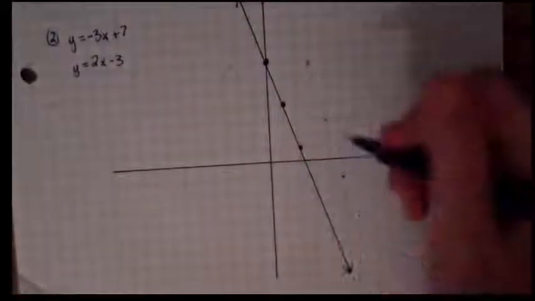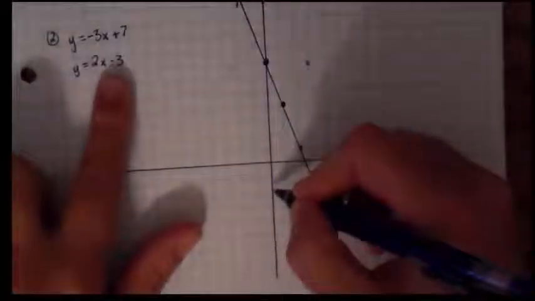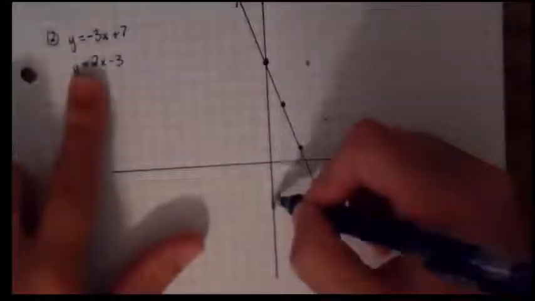I'm going to go ahead and connect those points. Here I start at negative 3, and my slope is 2, so I go up 2 over 1. And I connect those points. And my solution is this intersection. So my solution is 2, 1.